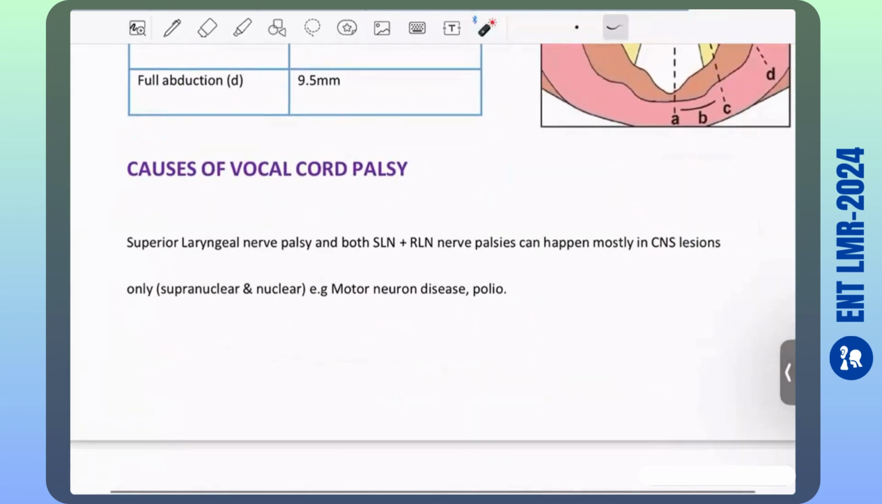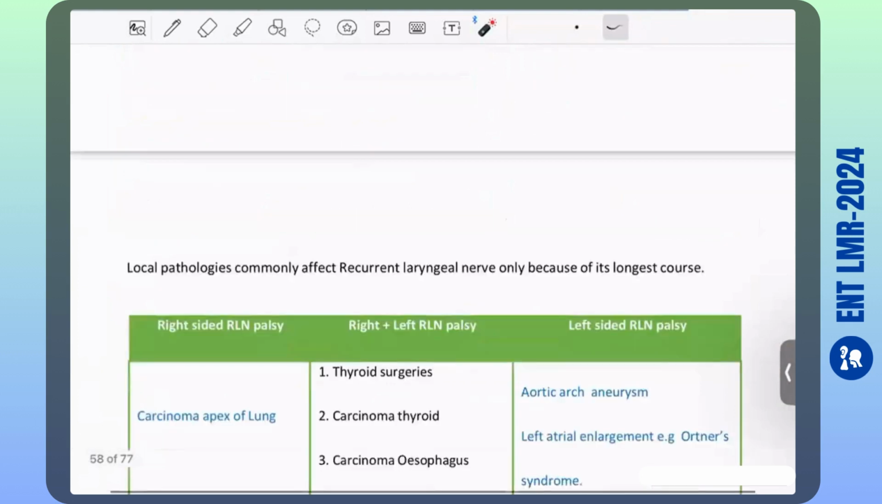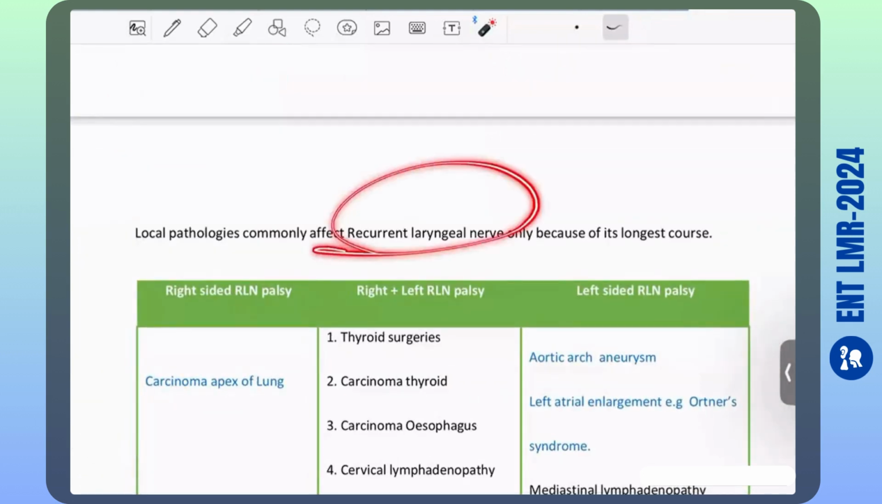Causes of vocal cord palsy. Superior laryngeal nerve palsy and both superior and recurrent laryngeal nerve palsy can happen mostly in sinus lesions. So mostly both nerve palsy and superior laryngeal palsy happens in sinus lesions only. But recurrent laryngeal palsy is mostly due to local pathologies such as carcinoma thyroid or total thyroidectomy. So local pathologies mostly affect the recurrent laryngeal nerve, and will seldom affect the superior laryngeal nerve.